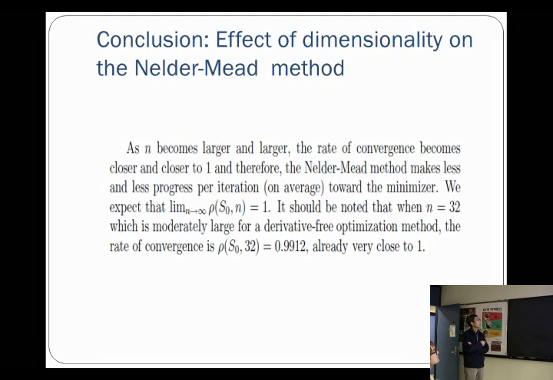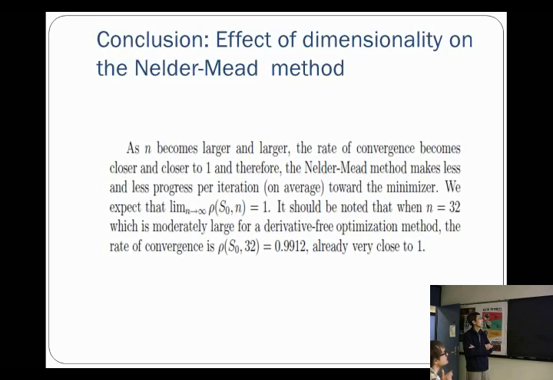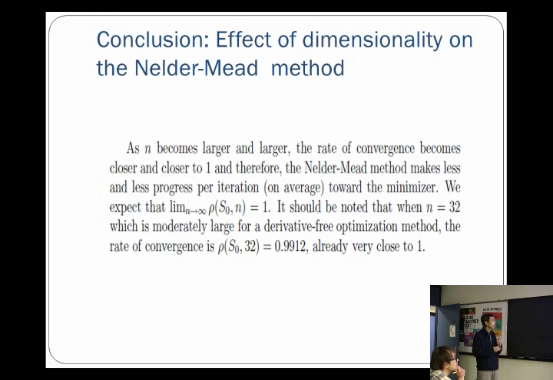We have some conclusion about the effect of dimensionality on the Nelder Mead method. As the dimension gets higher and higher, the rate becomes closer to 1. Therefore, the Nelder Mead method makes less and less progress per iteration towards the minimizer. So it gets slower and slower when the dimension gets higher and higher.